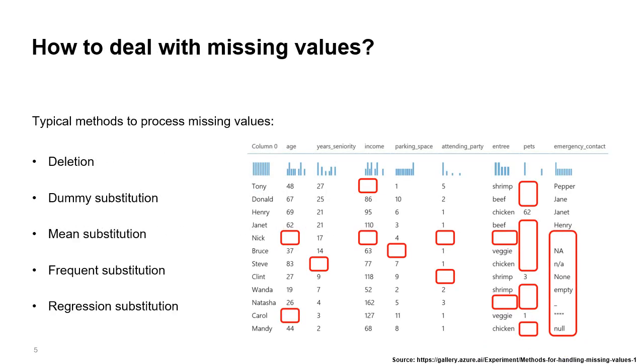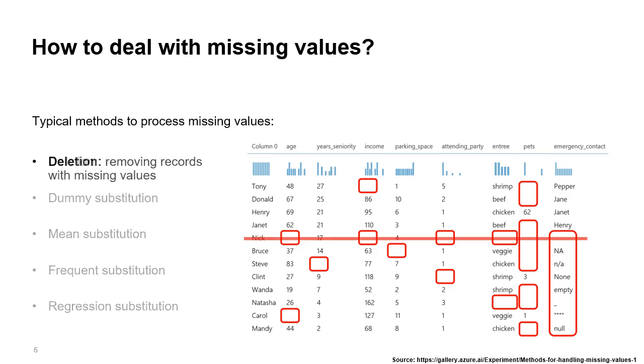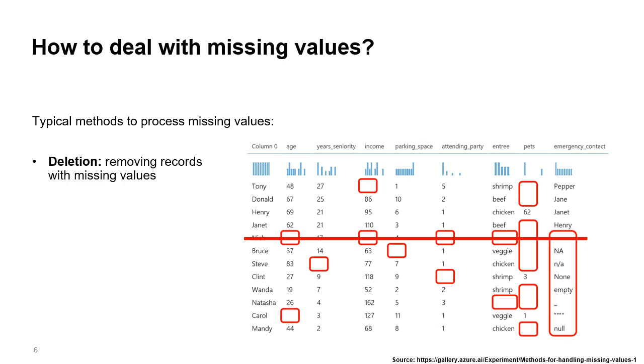Typically, we can process missing values with methods including deletion, dummy substitution, mean substitution, frequent substitution, and regression substitution. We will introduce these methods. Before that, you can observe various cases of missing values from these figures. As shown in this figure, we can delete the rows with most missing elements. Generally, we can set a threshold for the ratio between the number of missing elements and the number of elements for a certain row to implement deletion.